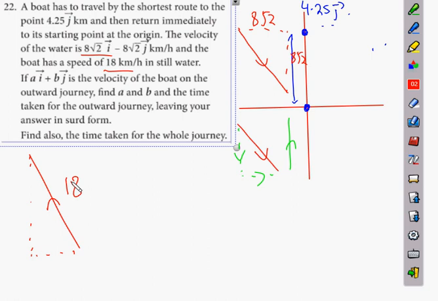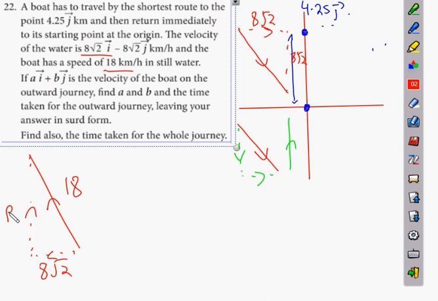We already know that to combat the 8√2 going to the right, we must go 8√2 left. And then what we have to figure out is how far to go up. So we're going to use Pythagoras' theorem and find out, we'll call it P, any letter you want.